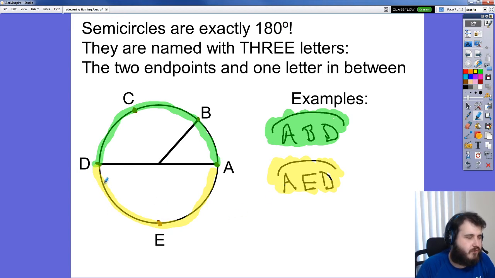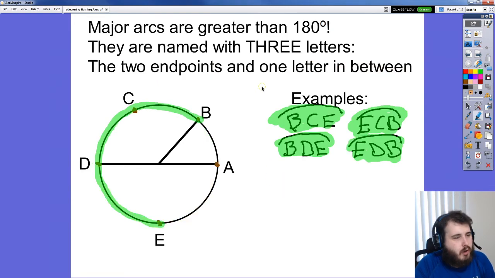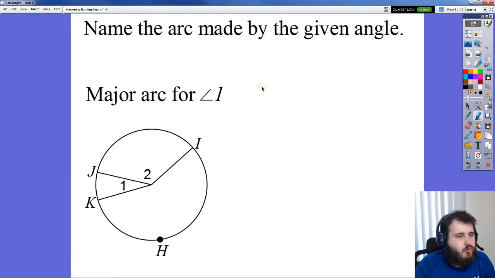And again, you could have named it differently. You could have called it DEA. Just like with this green one, you didn't have to call it ABD. You could have called it DCA, DBA, ACD. As long as the two endpoints are on the ends, and then there's one letter in between, you know you're good. And that's all there is to that. So now that we know how to name a semicircle, a major arc, and a minor arc, let's do some examples.